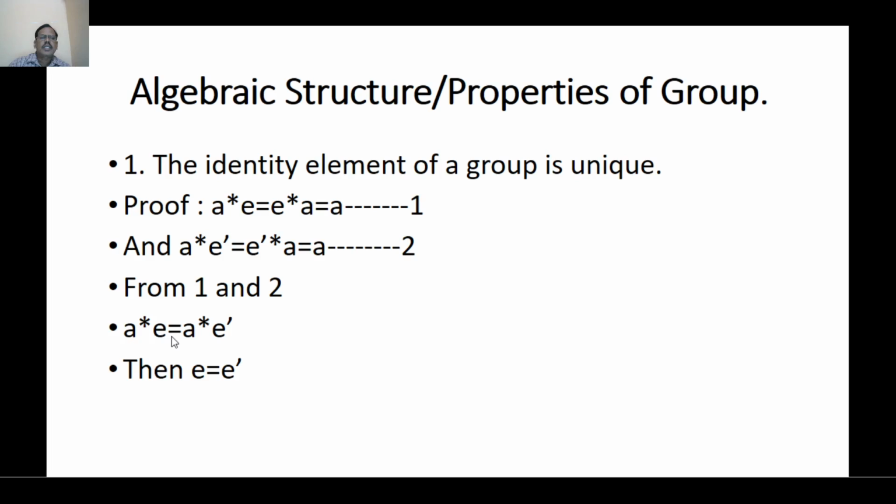So cancel A on both sides: E is equal to E dash. Or if you multiply by A inverse on both sides, A inverse into A, then we get E is equal to E dash. And hence the identity element of a group G is unique. So this is one of the important properties: the identity element of a group G is unique. So a group contains only one identity element. No group contains 2 or 3 identity elements. This is one property.